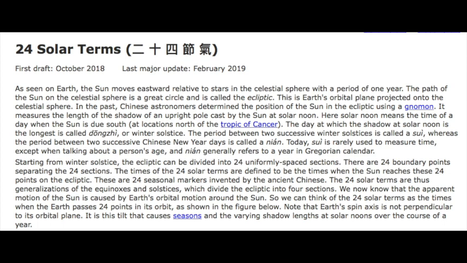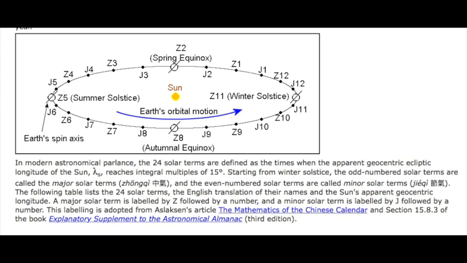Note that Earth's spin axis is not perpendicular to its orbital plane. It is this tilt that causes seasons and the varying shadow lengths at solar noons over the course of the year. In modern astronomical parlance, the 24 solar terms are defined as the times when the apparent geocentric ecliptic longitude of the Sun reaches integral multiples of 15 degrees.